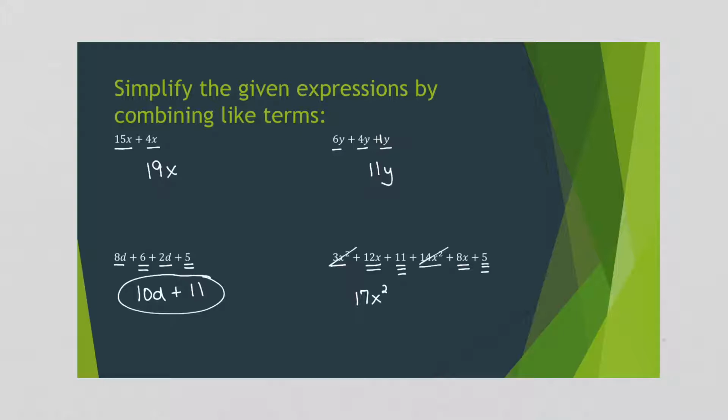And then I've got 12x plus 8x is 20x. And again, mark through those because I used them. 11 plus 5 is 16. And this is as good as this thing gets.